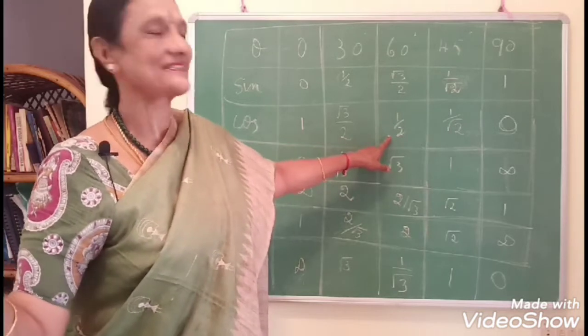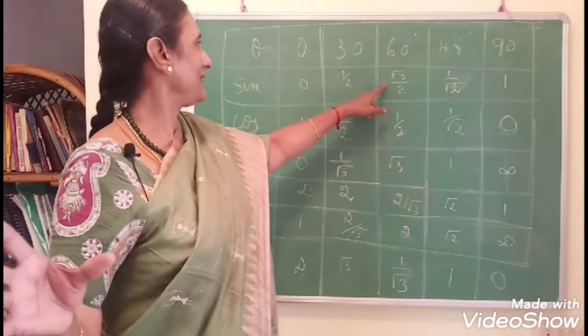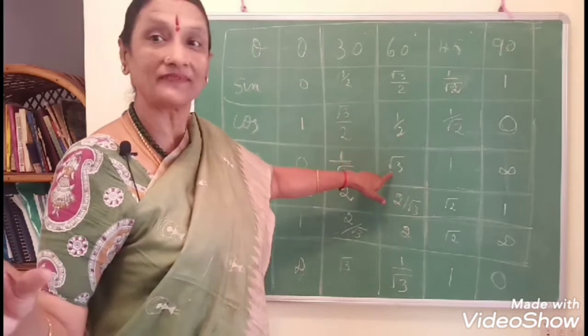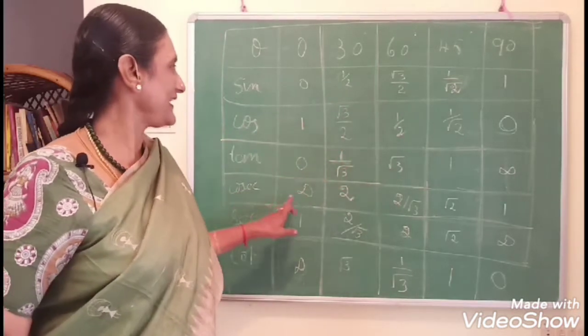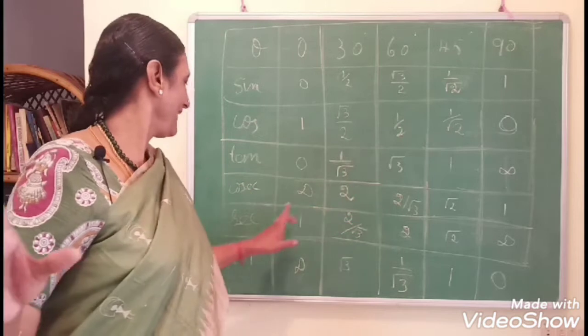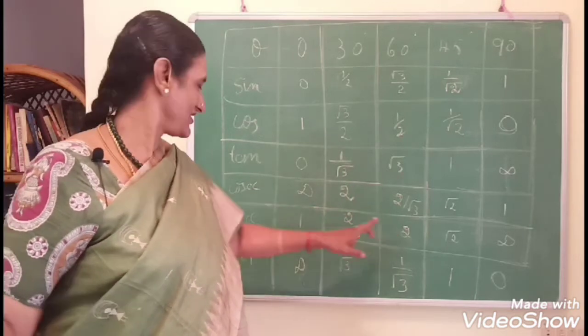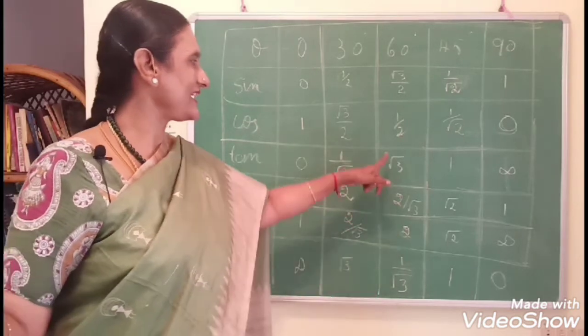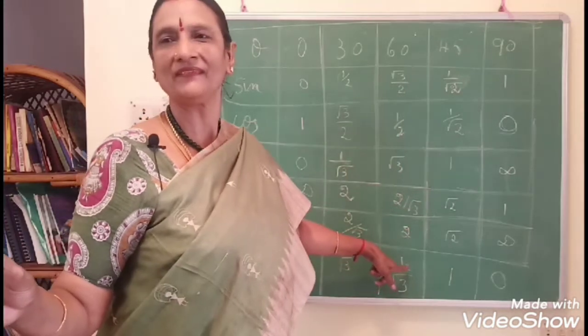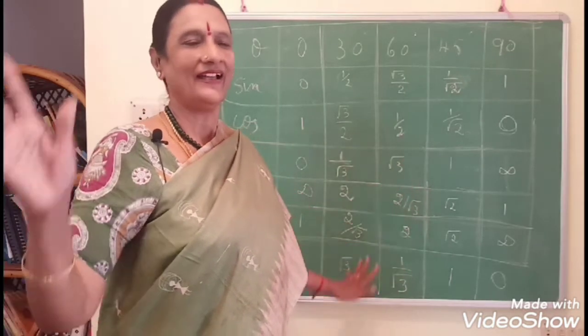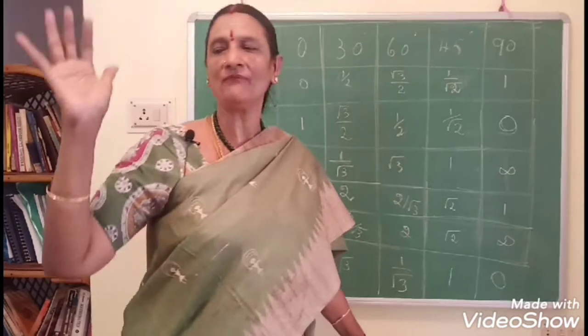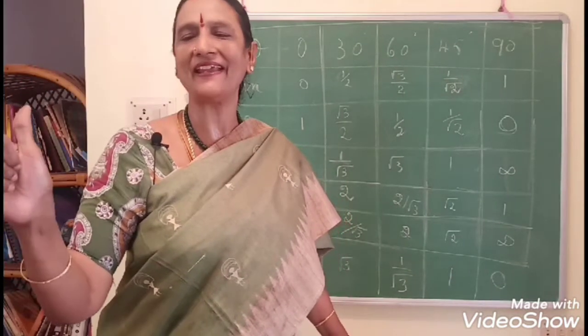Therefore, what is tan 60? That is sine by cos. That gives you root 3. What about cosecant 60? 2 by root 3. What is secant 60? It is 2. What is cot 60? It is 1 by this value. Correct? Very good.